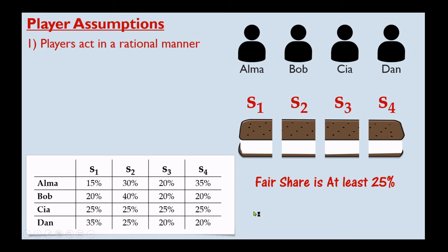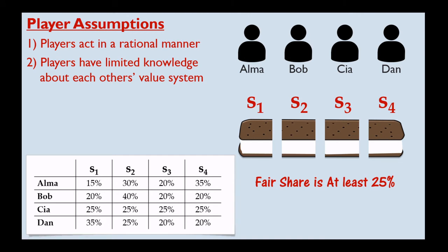So the first assumption is that players act in a rational manner. So in other words, they have their best interests in mind. So for example, Alma would not want to choose share one because in her opinion, that's not a fair share because it's not at least 25%.